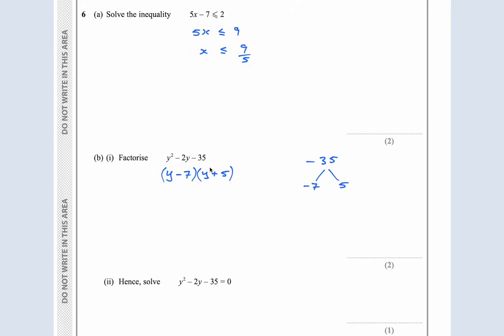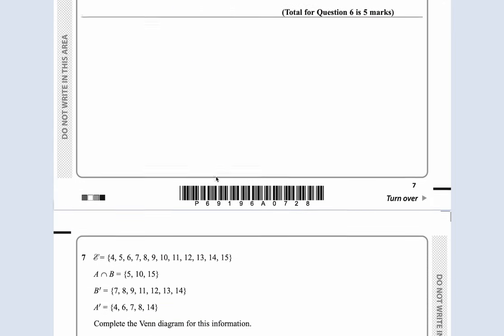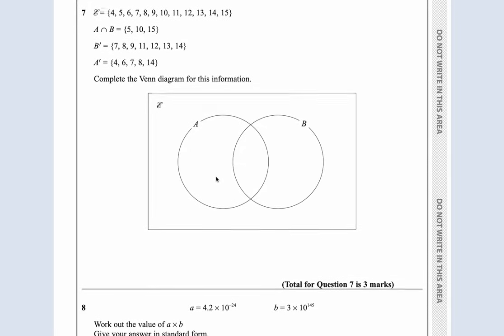Okay. Then it says hence solve this. So once you've got the factors, the solutions are easy. The solutions are just 7 and minus 5. So y equals 7 or y equals minus 5. That is because the solution when it equals 0 is when either this is 0, hence y is 7, or this is 0, hence y is negative 5. Okay. Question 7.